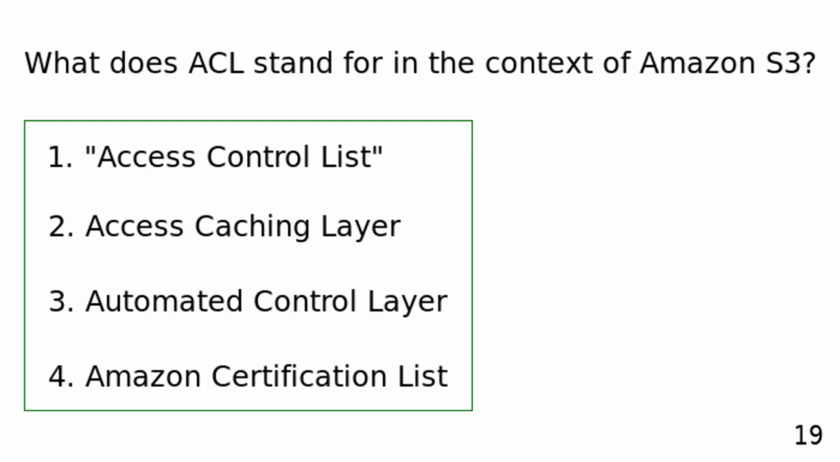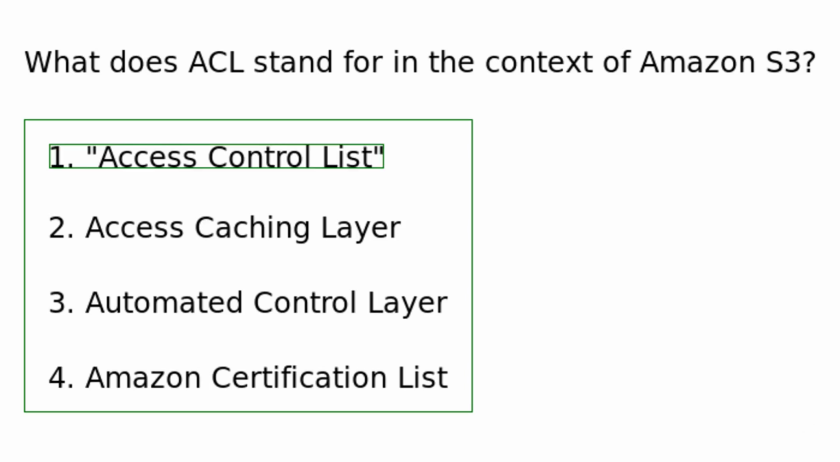What does ACL stand for in the context of Amazon S3? Access Control List. Access Caching Layer. Automated Control Layer. Amazon Certification List. ACL in Amazon S3 is used to manage access permissions for buckets and objects, specifying which AWS accounts or groups have access.